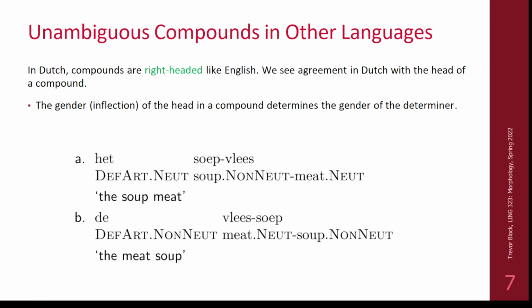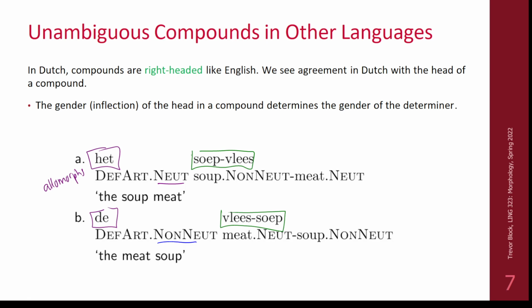Now, using that information about heads and inflections, we can dive deeper into another example from another language in order to determine the head and get evidence. So here we have allomorphs on the definite article. So these are allomorphs. One is neutral, and the other one is non-neutral in terms of gender. And if we take a look at the compound words on the right here, so let's take a look at soup meat and meat soup. So in this case, the order of the compounds are different.